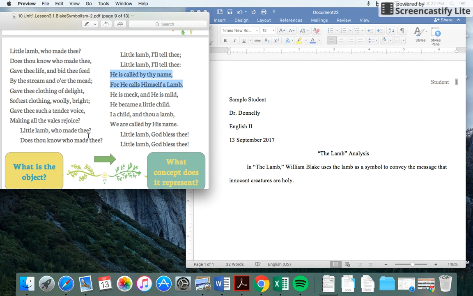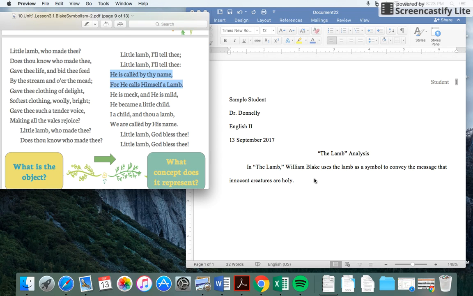Little lamb who made thee, dost thou know who made thee? Gave thee life and bid thee feed by the stream and o'er the mead, gave thee clothing of delight, softest clothing, woolly, bright, gave thee such a tender voice, making all the vales rejoice. Little lamb, who made thee? Dost thou know who made thee?